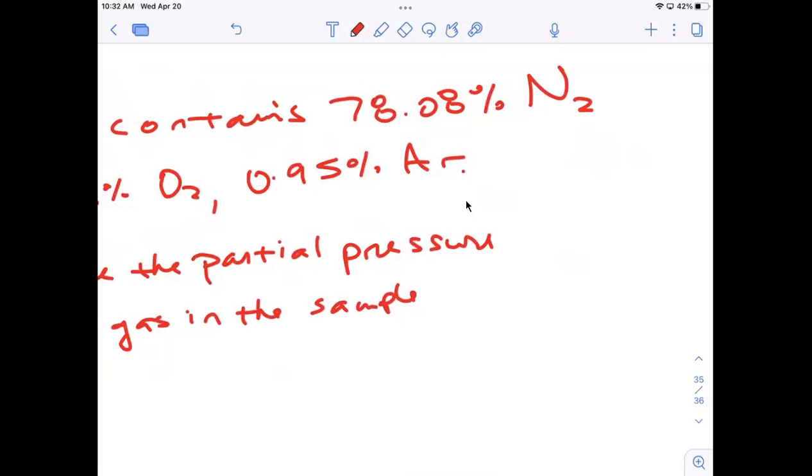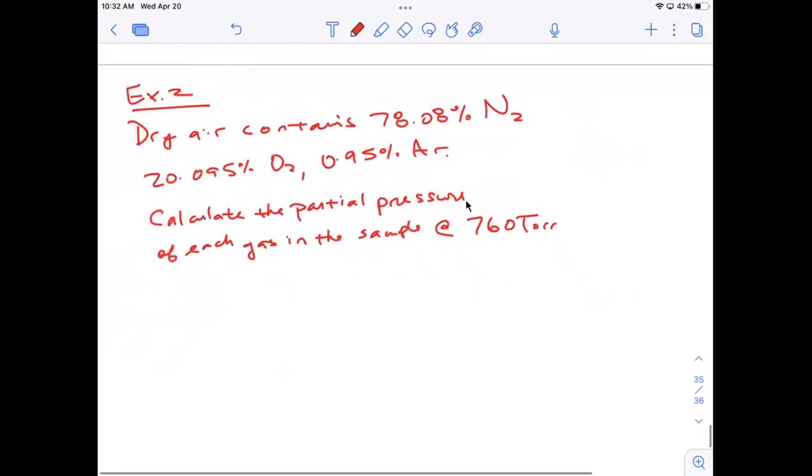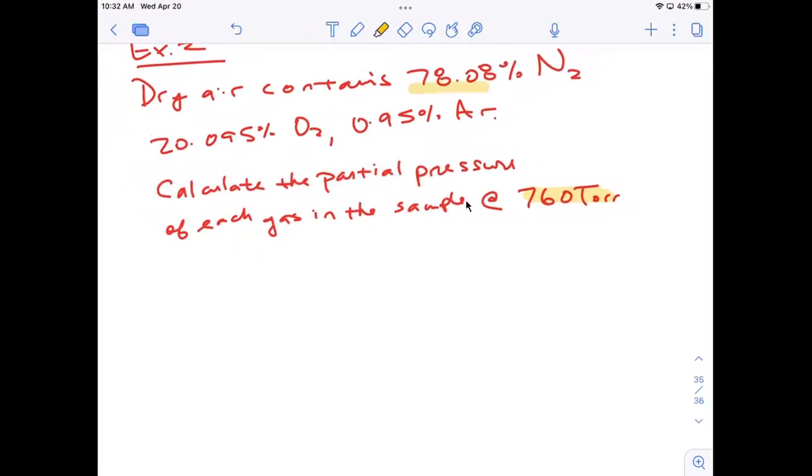All right, at 760 torr. All right, so you can do this a couple of ways. You can leave the pressure as is in torr and use that R value for torr, right? Or in this case, it doesn't give us a volume, so what we can do is figure out the partial pressure based on the percentages. All right, so we could say that the percentages is 78.08, 20.095, and 0.95. So we can take that and we can use those numbers kind of as a mole fraction.